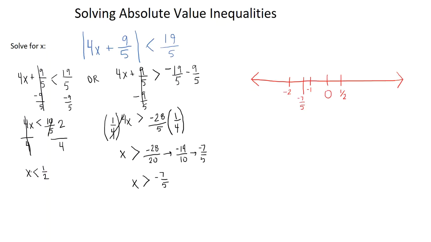So we said x is less than 1/2. So less than would be, and then greater than negative 7/5. So from here, since we don't have an equal sign, there would just be an open circle, and we would shade this area.